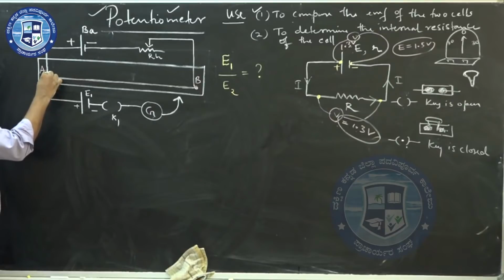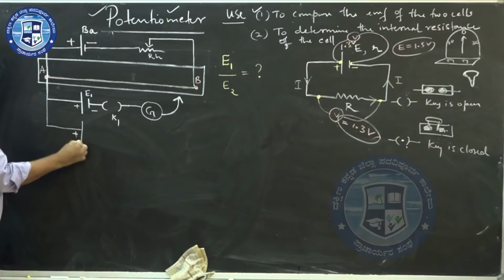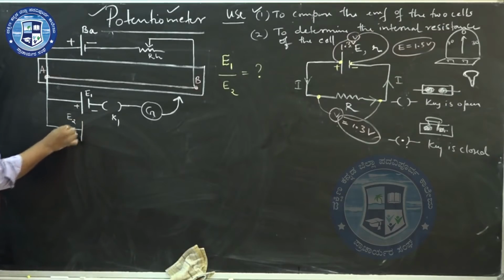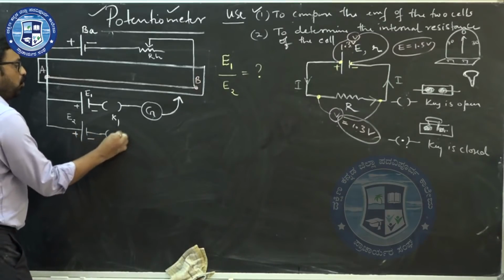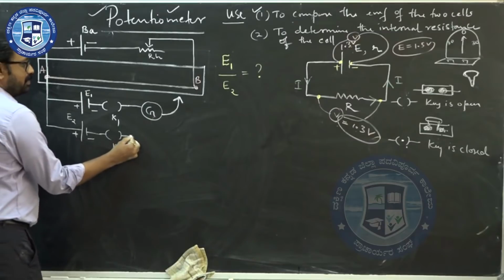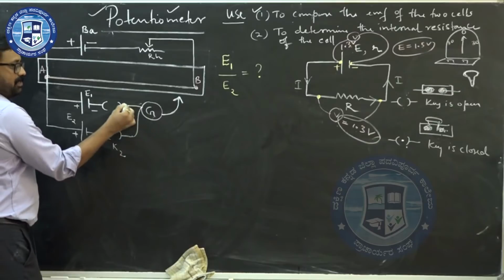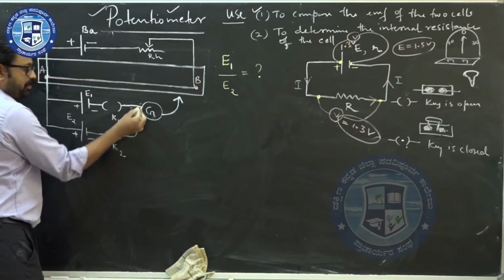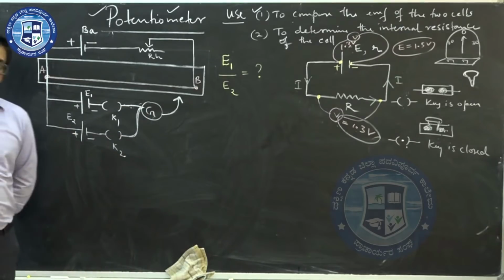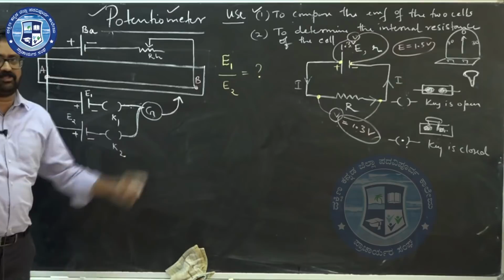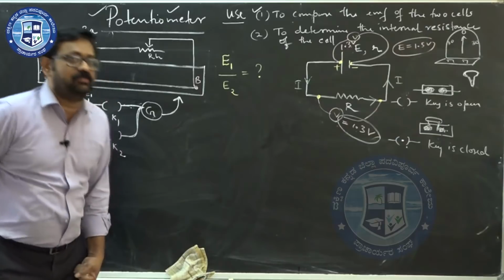Take one more copper wire from A, connected to the positive terminal of another cell whose EMF is E2, which we don't know, and the negative of the cell is connected to one more key K2. The other end of K2 is connected to the same terminal of the galvanometer where one end of K1 is connected. The point of interest is that one end of K1 and one end of K2 are connected to the same terminal of the galvanometer, and other things are as usual. The point to be noted is K1 and K2 are open, they are not closed.